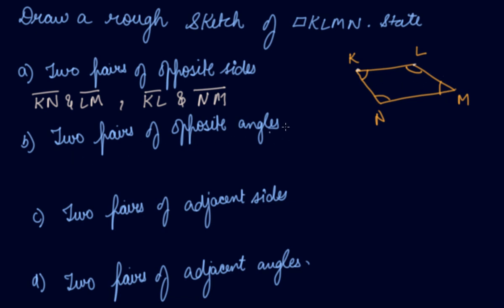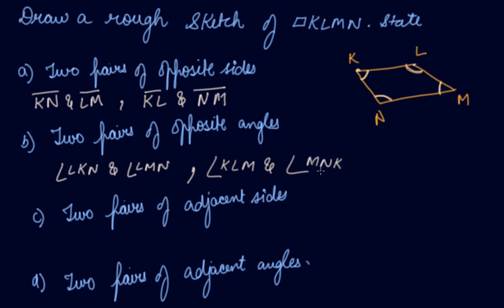Now two pairs of opposite angles. See, angle K is opposite to angle M. Angle L is opposite to angle N. So angle LKN and angle LMN, K and M are opposite angles. The other pair is L and N are opposite angles. So angle KLM and angle MNK. Now this middle one is the vertex, it's the common. So K and M are the opposite and L and N are the opposite angles.